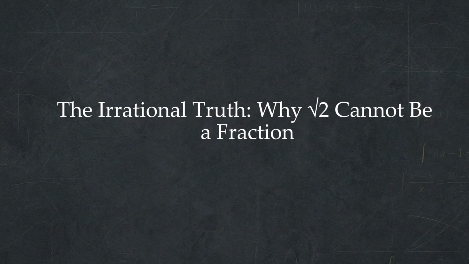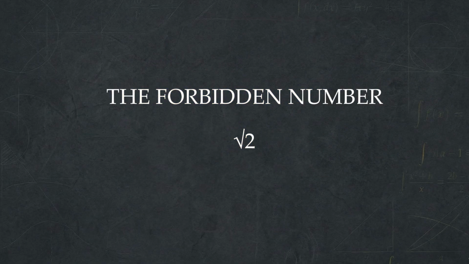Legend says the man who discovered this number was drowned at sea. Why? Because he found a glitch in mathematics. He proved that the square root of 2 cannot be written as a fraction. Today, I'm going to show you exactly how this proof works, and trust me, your mind will be blown.